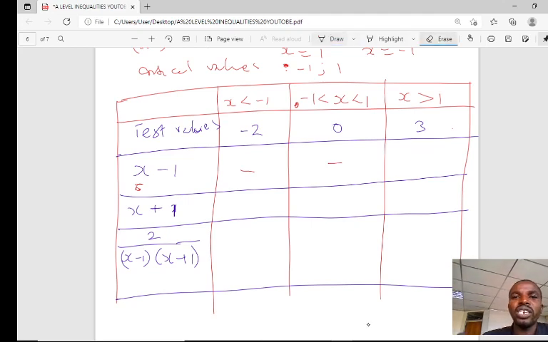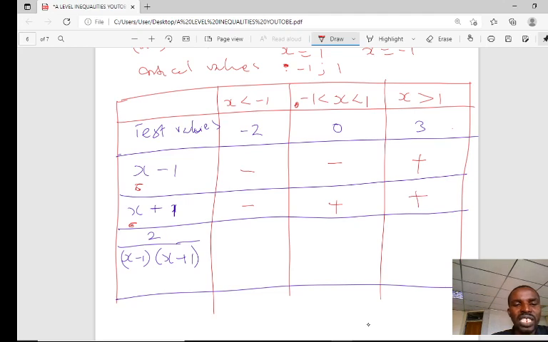You don't write 2 here. What you write is the sign, right? So it's positive 2, like this. Then you move on to this one, x plus 1. You put minus 2 where there is x, you get a negative answer. You put 0, you get positive. You put 3, you get positive. 3 plus 1 is 4.